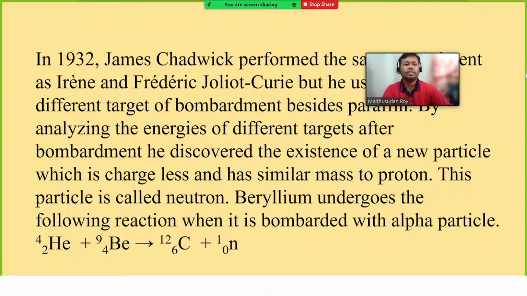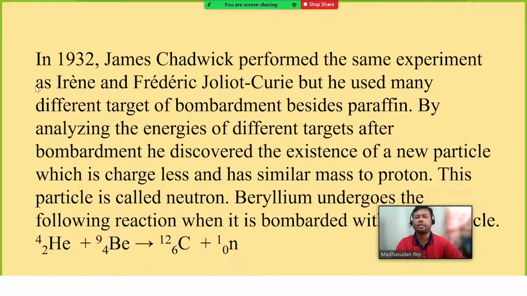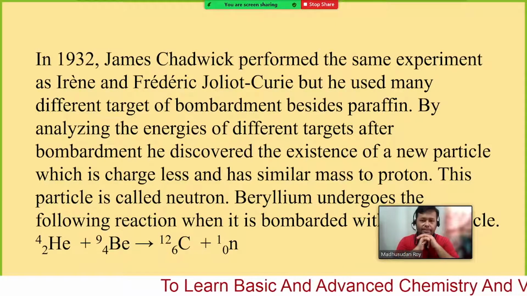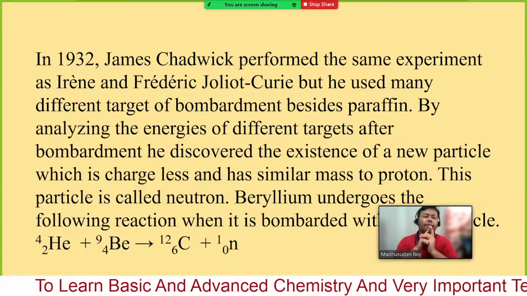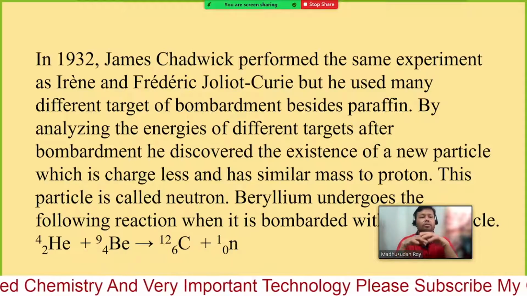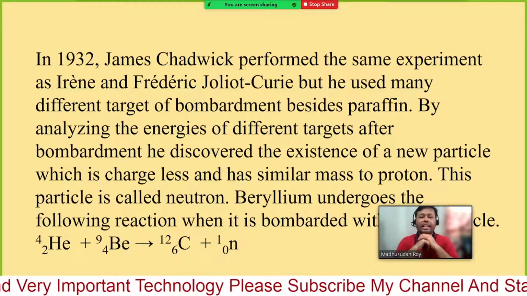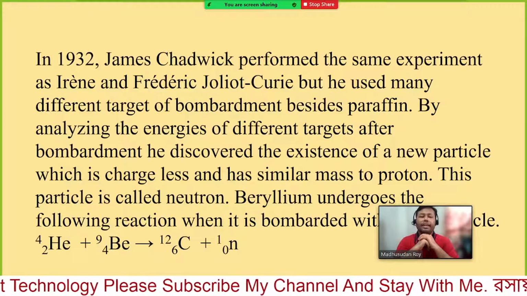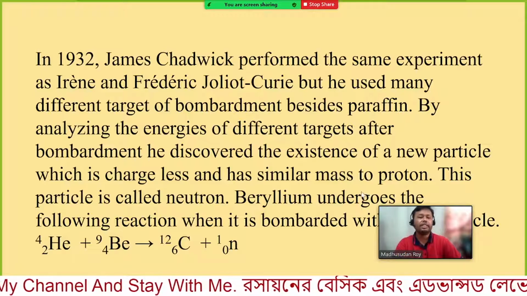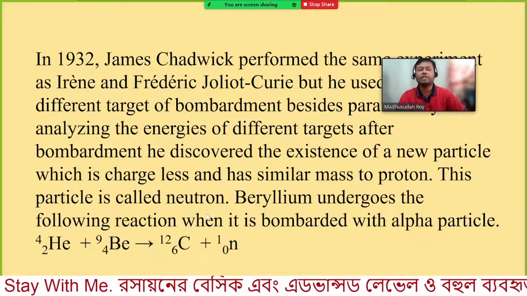In 1932, James Chadwick performed the same experiment as Irene and Frederick Joliot Curie, but he used many different targets of bombardment besides paraffin. So Joliot Curie used only one target, that means only paraffin, but James Chadwick did the same experiment, but he has used several targets besides paraffin. By analyzing the energies of different targets after bombardment, he discovered the existence of a new particle which is chargeless and has similar mass to proton. This particle is called neutron.